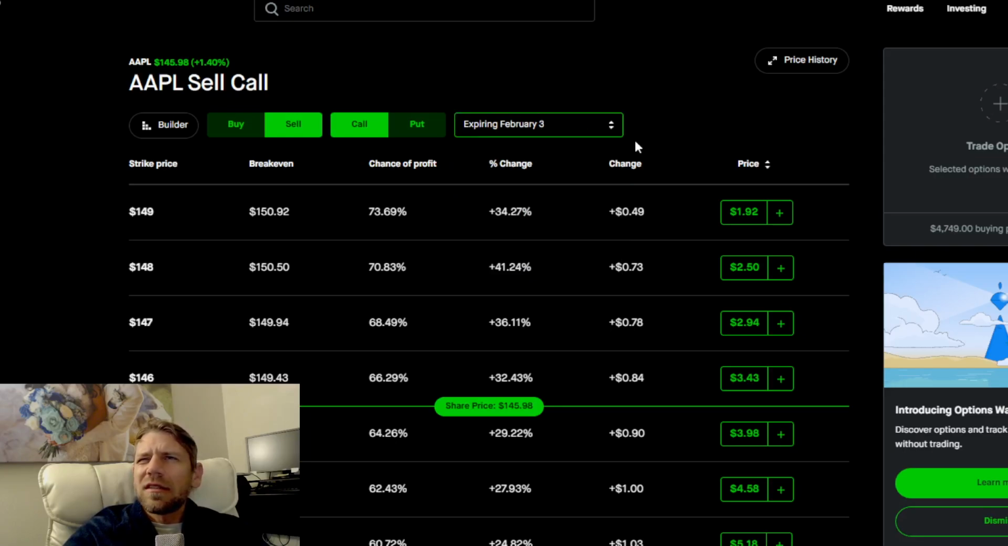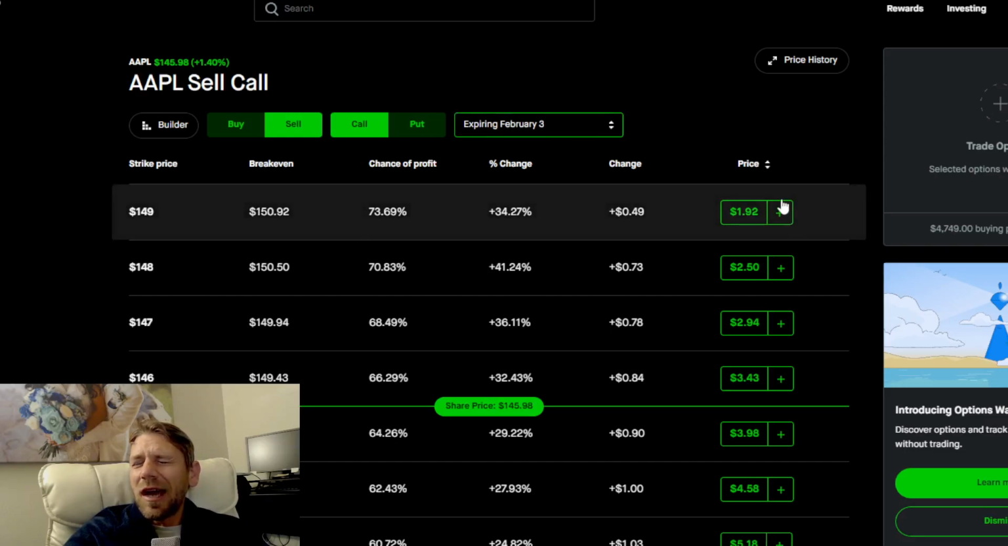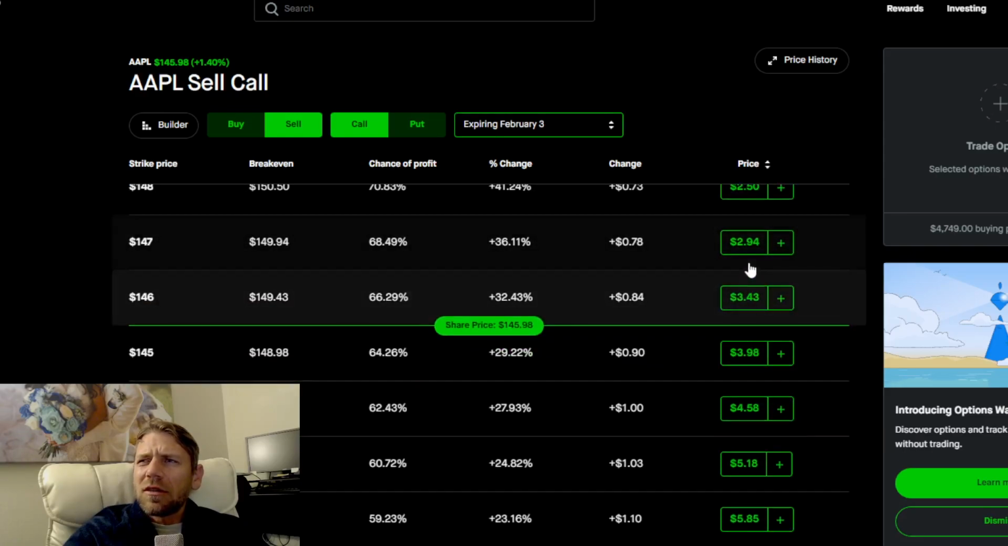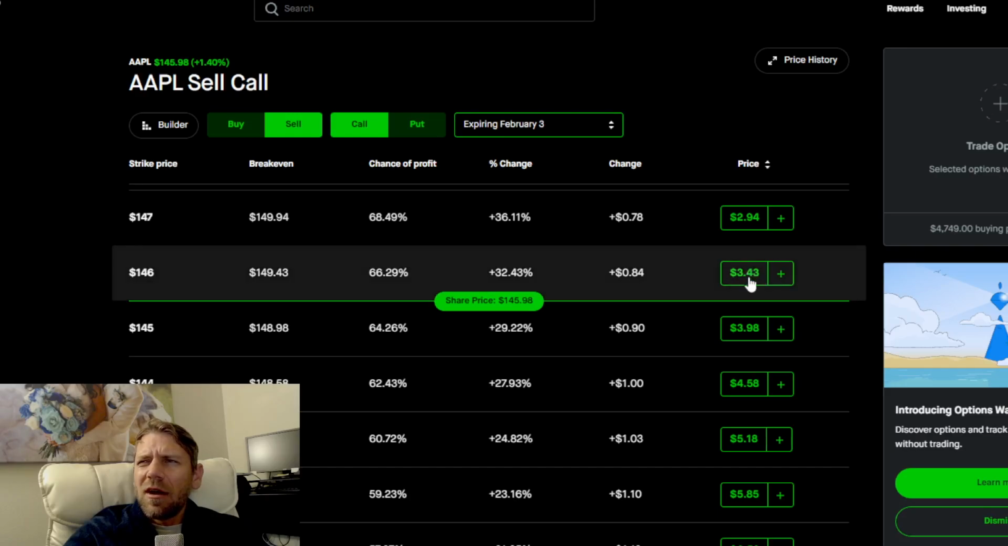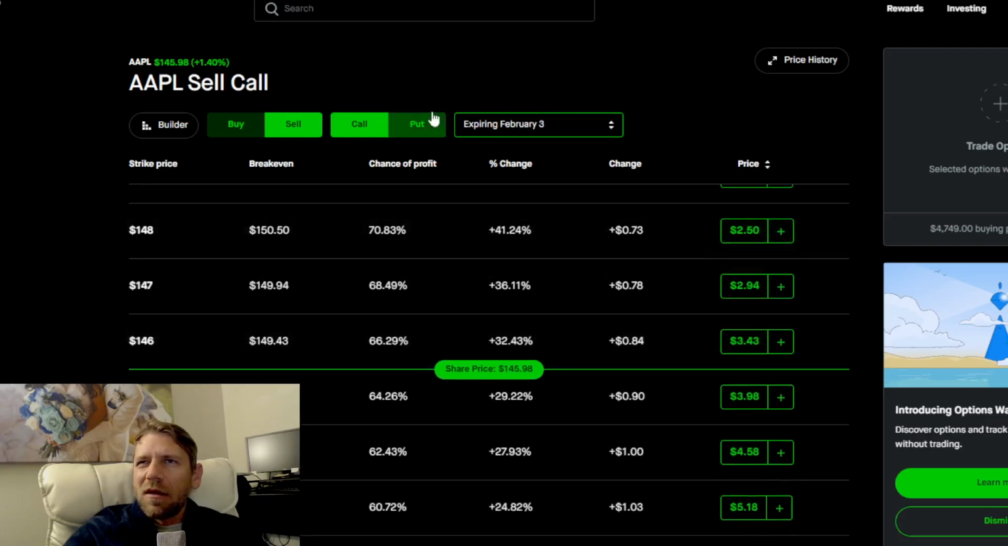If you notice, because February 3rd is really close to now, the option prices are not going to be that high. The option price is also called the premium. Whether we're trying to sell a call or buy a call, the prices should be exactly the same. Now, there's a difference in the spread.